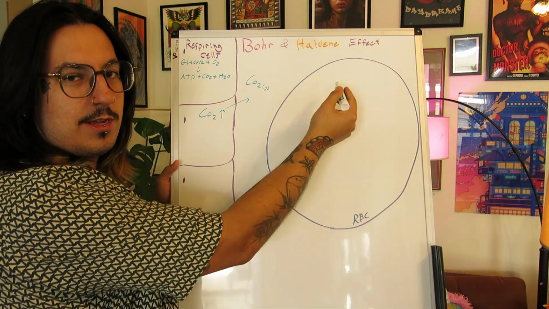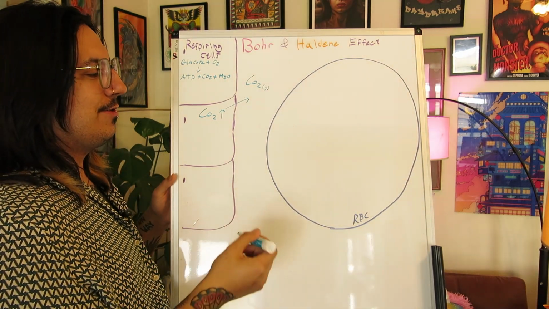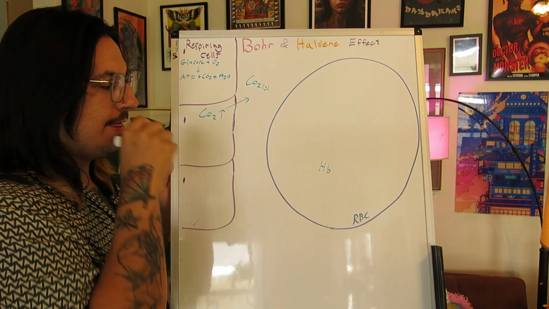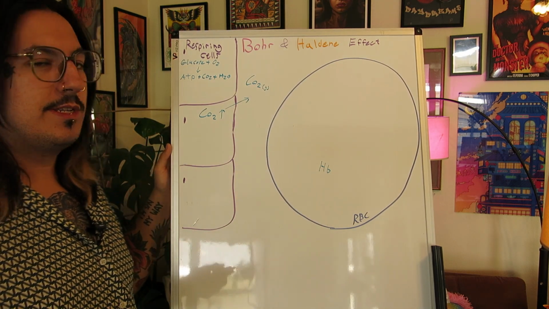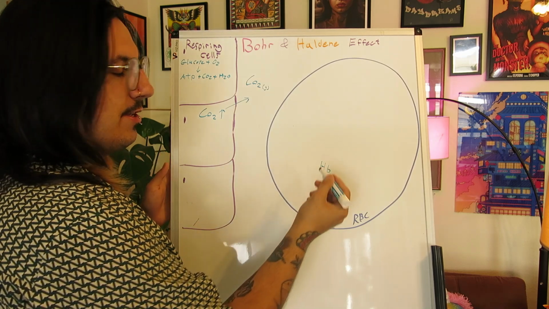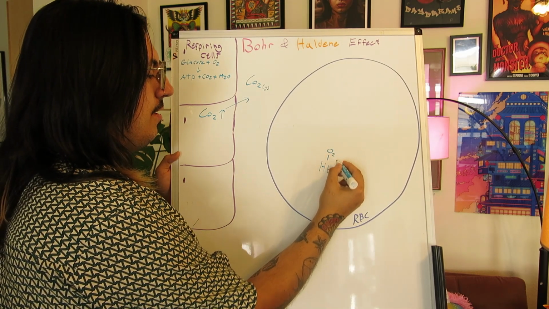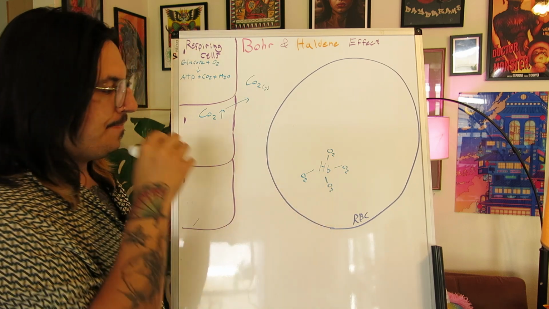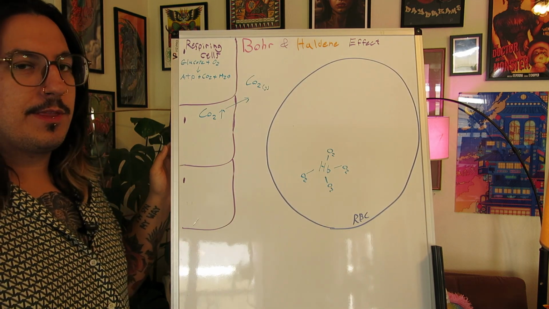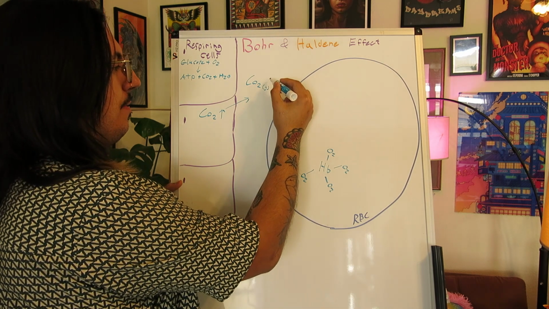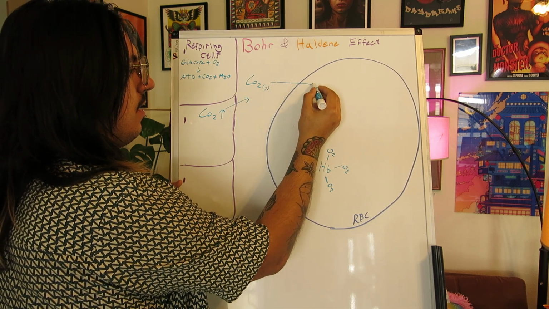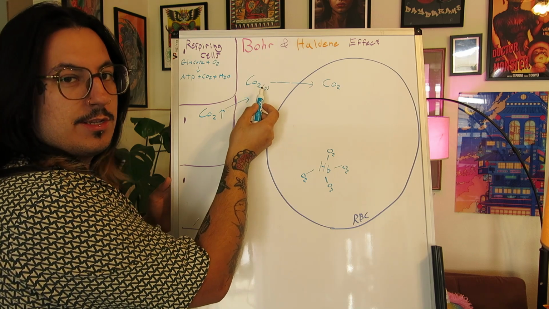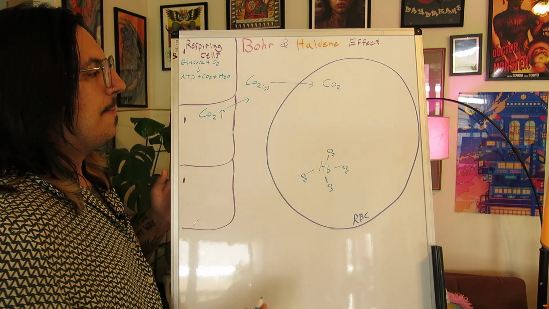Your red blood cell comes driving by all these tissues, and it's filled to the brim with hemoglobin. Those are proteins in your red blood cells that bind to oxygen, and you have thousands of these. You can see all the little O2s bound to that hemoglobin. So we're going to talk about the first effect. This CO2 is going to diffuse into the red blood cell, because there's a higher concentration in the bloodstream than there is in the cell.